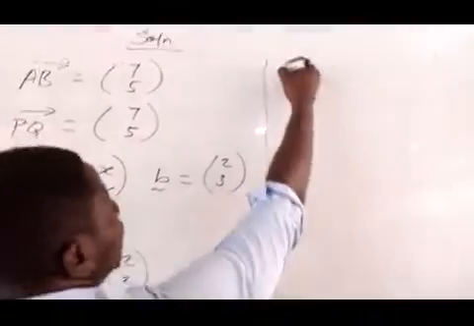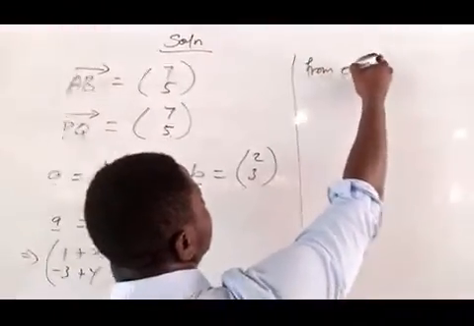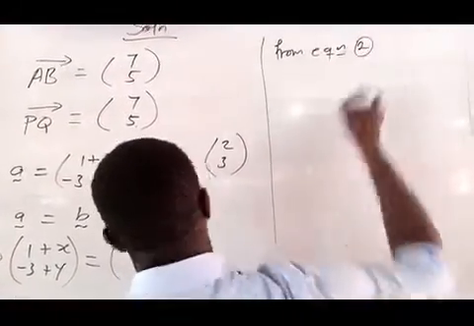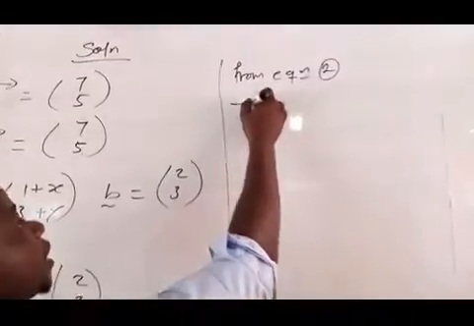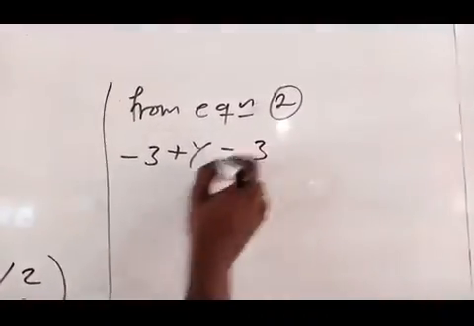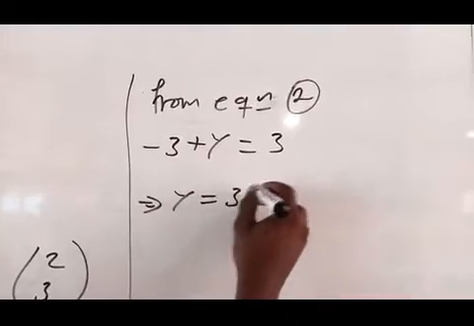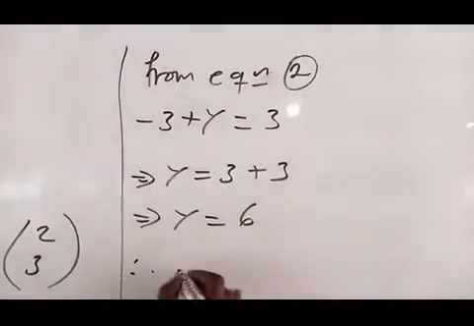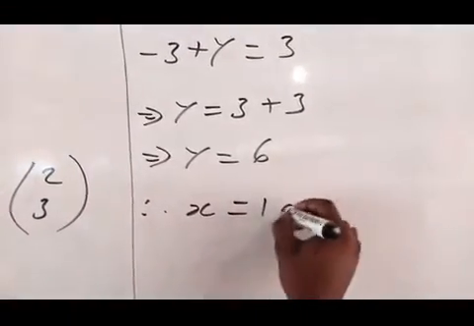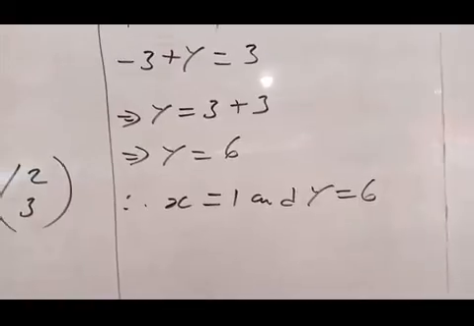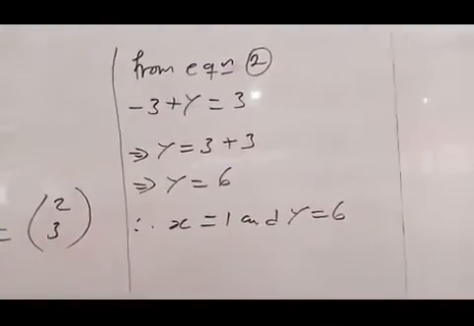And then from equation 2, minus 3 plus y equals 3, and that implies y equals 3 plus 3, and we have y equals 6. Therefore, x equals 1 and y equals 6. As simple as that. So that is how equal vectors are dealt with.